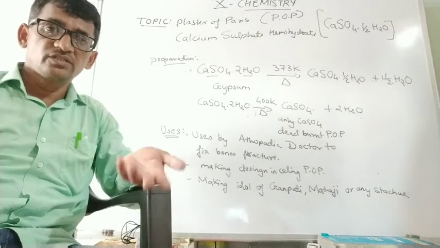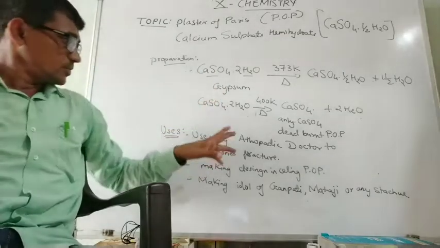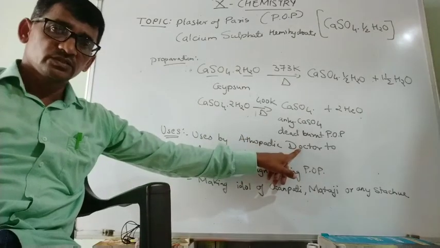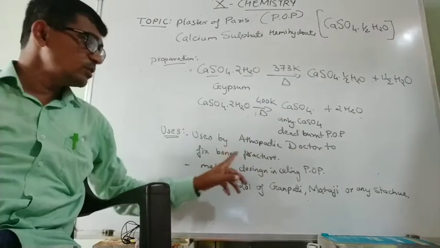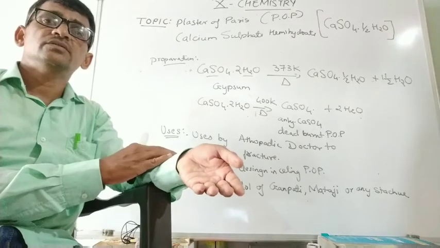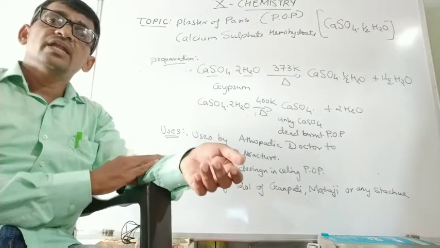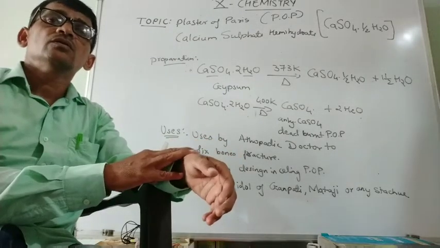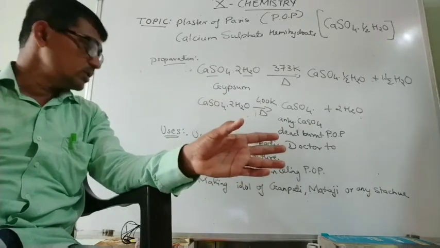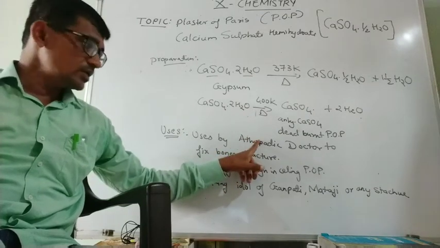So to obtain quick strength on the spot, this plaster of Paris is used. It is used by orthopedic doctors, bone surgeons, to fix bone fractures. If a fracture takes place in our hand or legs, first it is joined by a screw. Then on the upper part of the hand, for fixed position, this POP is applied for 1 or 2 months. So for fixing the bone fracture, this POP material is used.